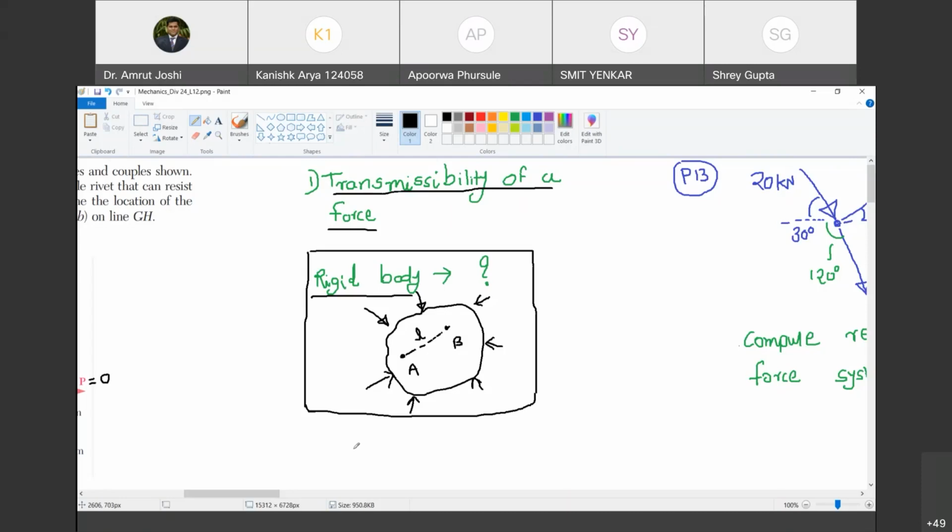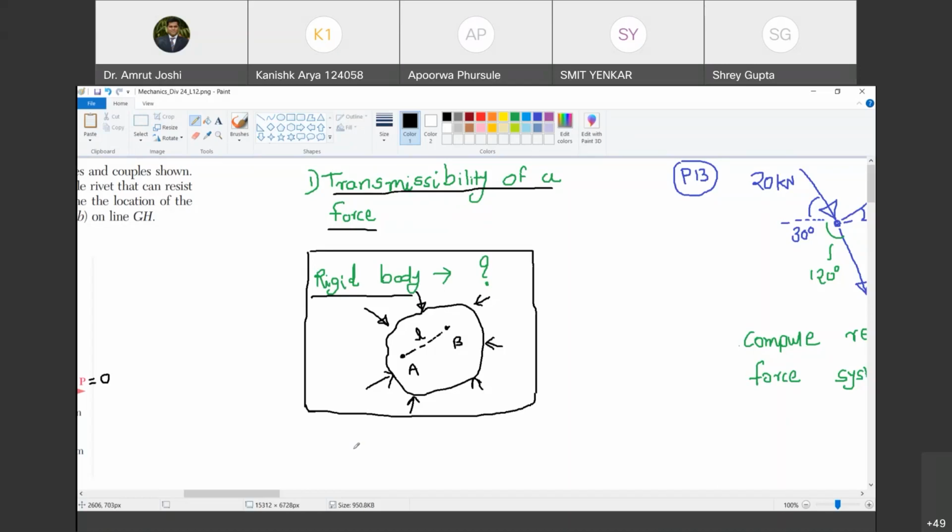One is transmissibility of a force, or force as a sliding vector. Force can be transmitted anywhere along its line of action and still produces the same effect on the body. Are you with me? Yes, sir. And along with this transmissibility of a force, we have also discussed transposability of a couple moment. Are you with me? Yes, sir.